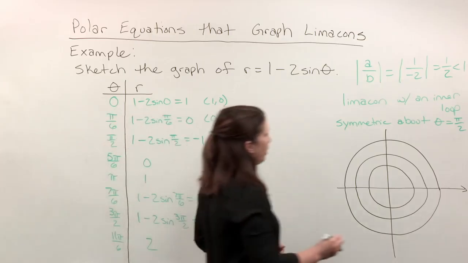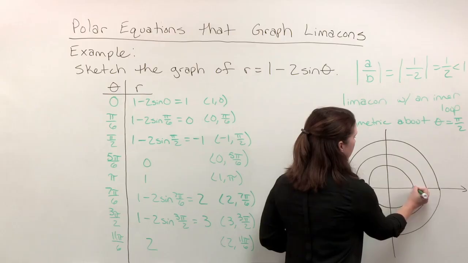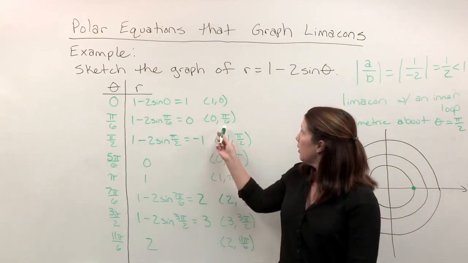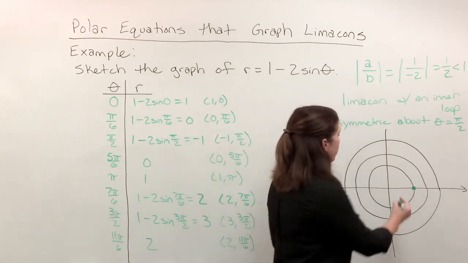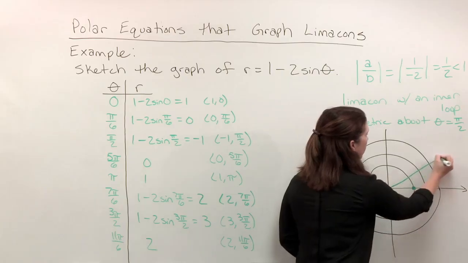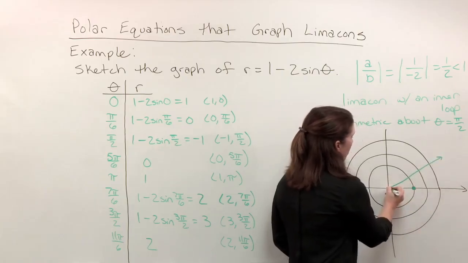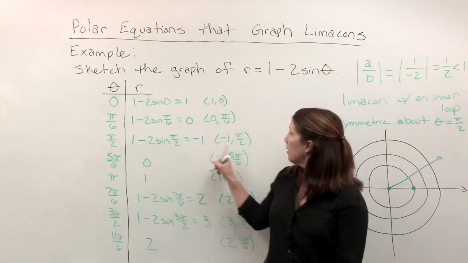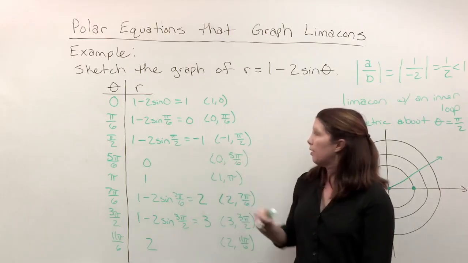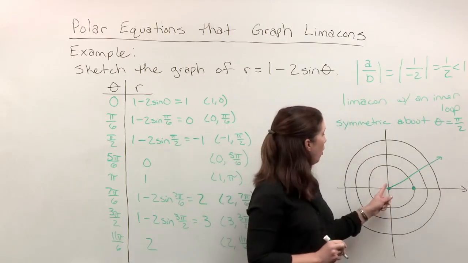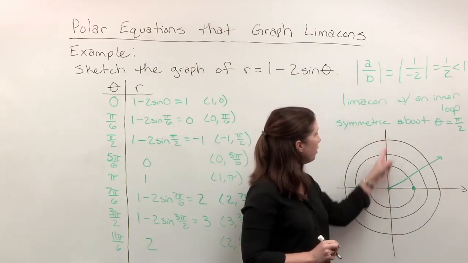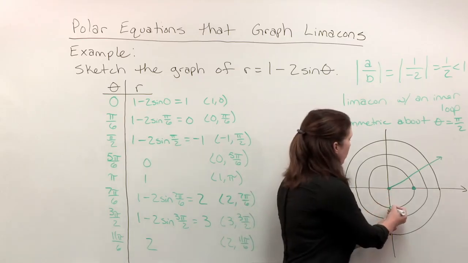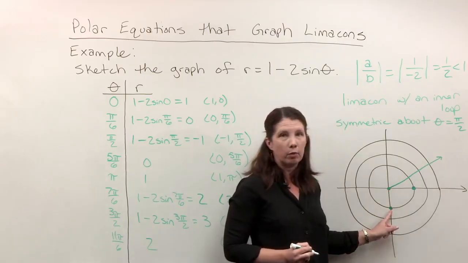Plotting the first point at (1, 0), I have a point here. (0, pi over 6): my angle of rotation is pi over 6, but my r value is 0, so the point will be at the pole. My third point is at (-1, pi over 2). So recall that if I go to pi over 2, and r is -1, I plot the point 1 unit in the opposite direction from pi over 2, so it would be there.